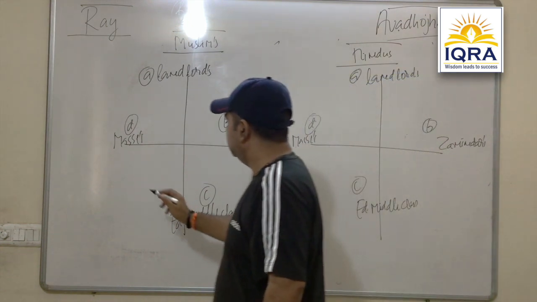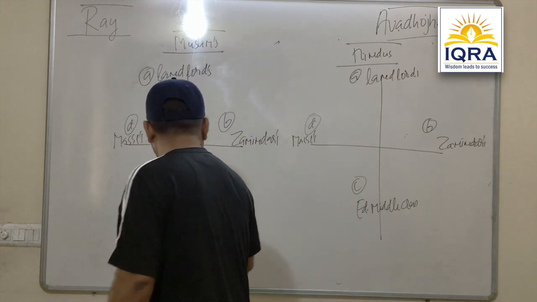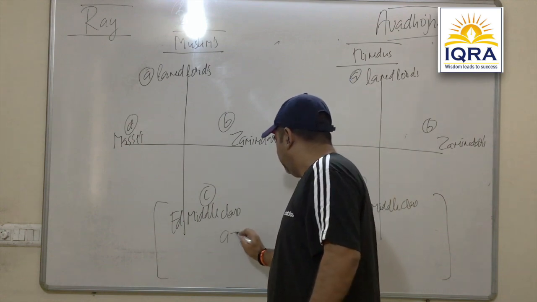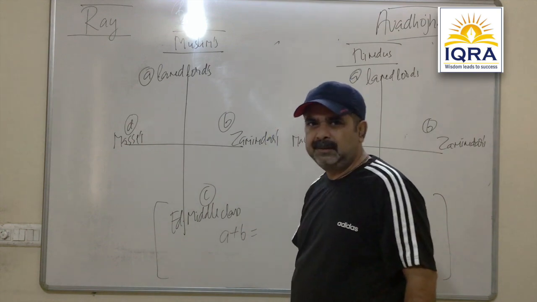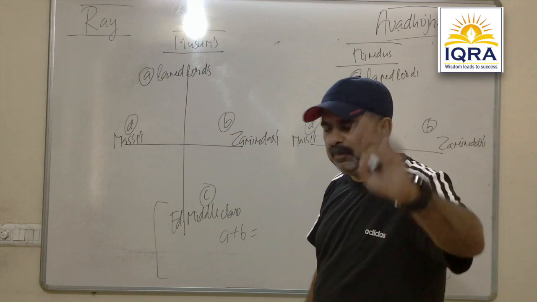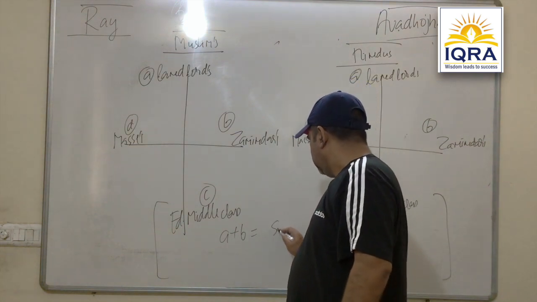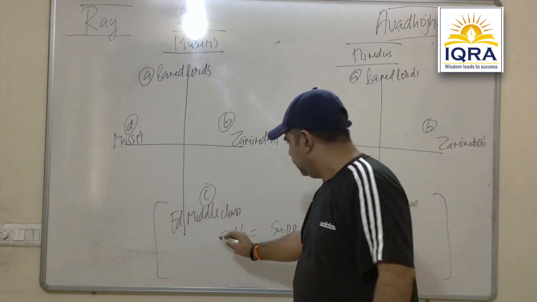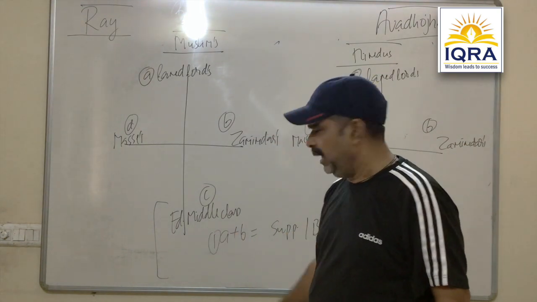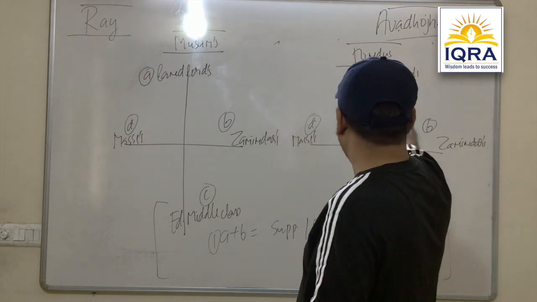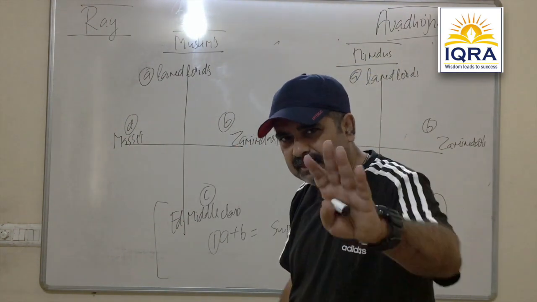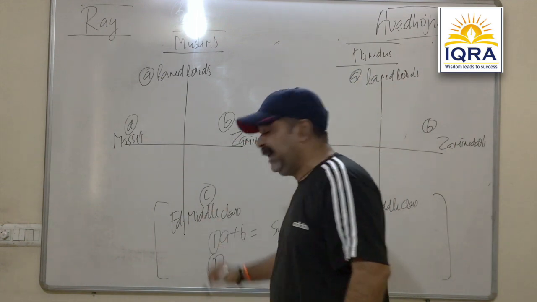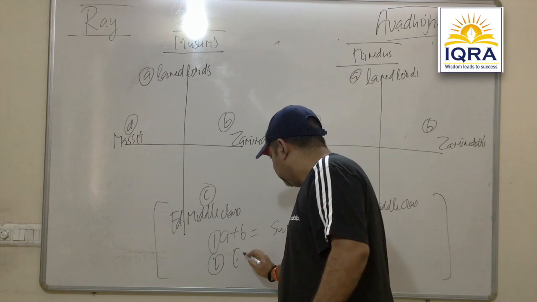A plus B. A plus B of both the communities was the supporter of the British government. This you accept? A plus B means landlords and zamindars of both the communities were the supporters of the government. Is this clear? C, educated middle class.